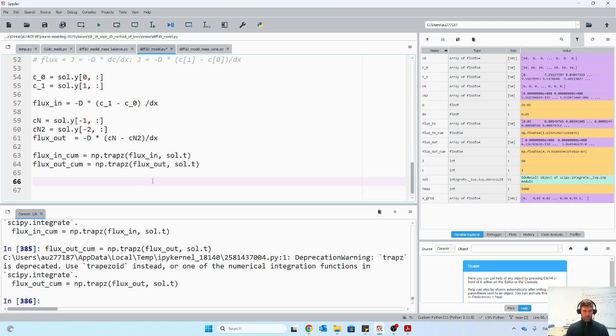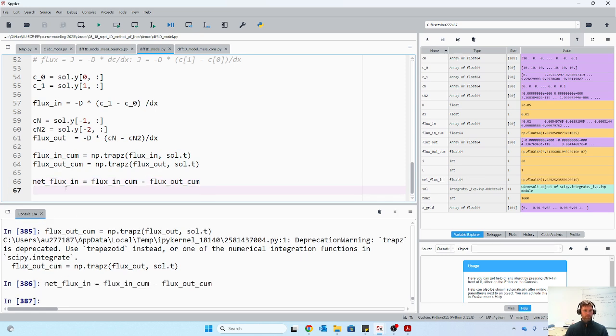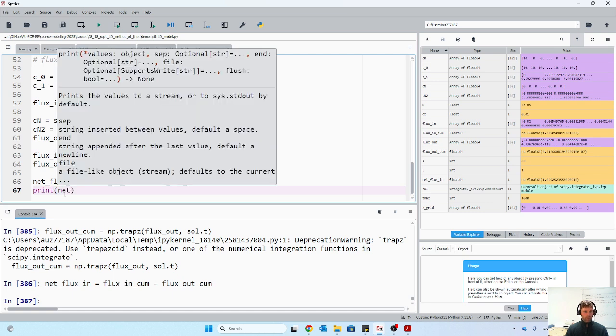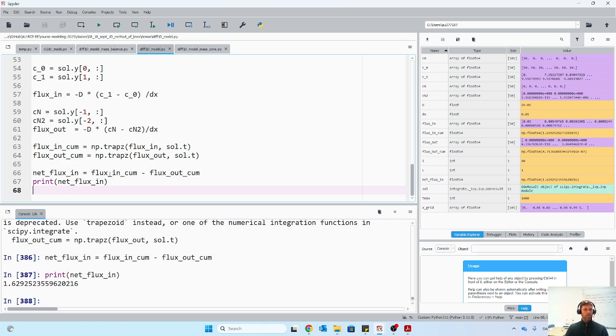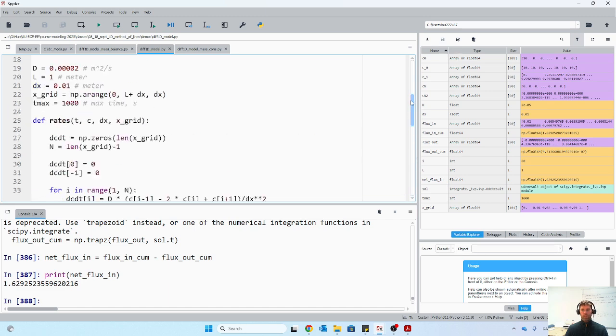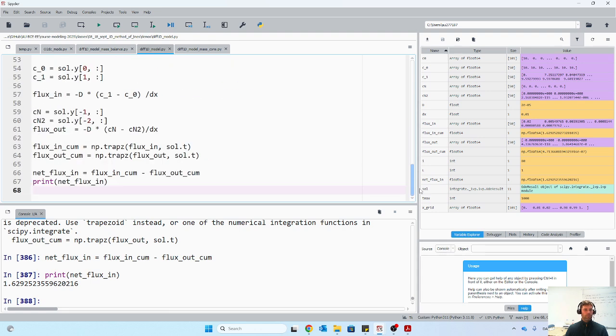So now we can say what has gone in minus what has gone out must be what has accumulated in the system. So this will be flux in cumulated minus flux out cumulated. We can call this net flux in. And we can print what the value is. Okay, 1.63 milligrams it must be.